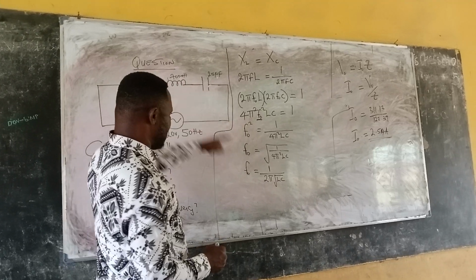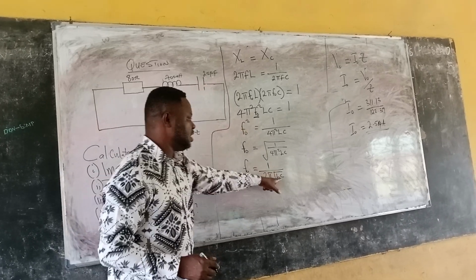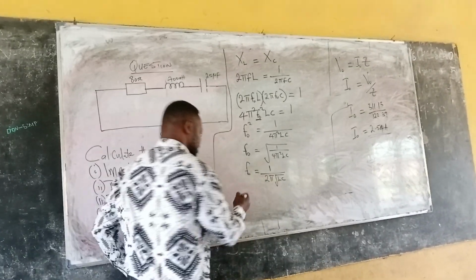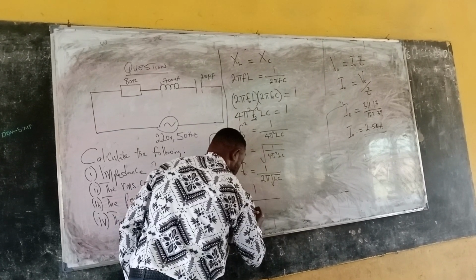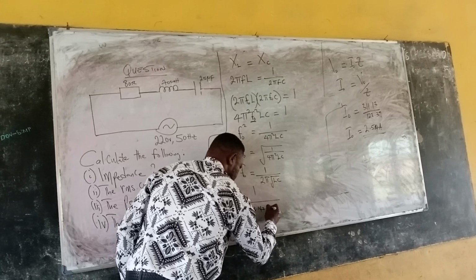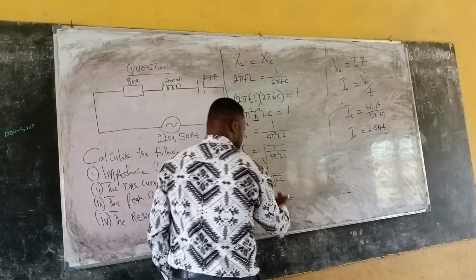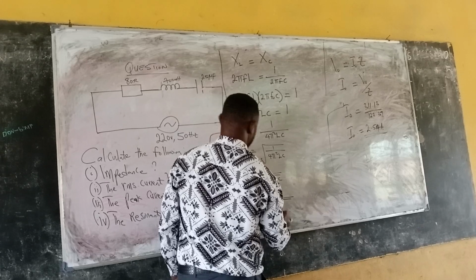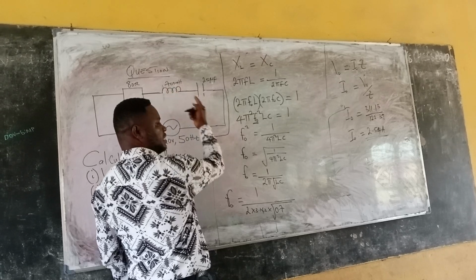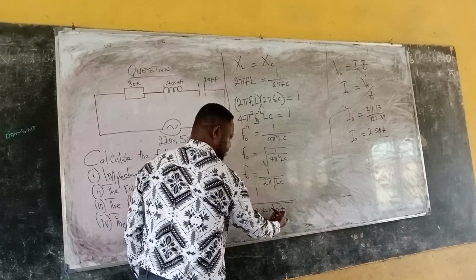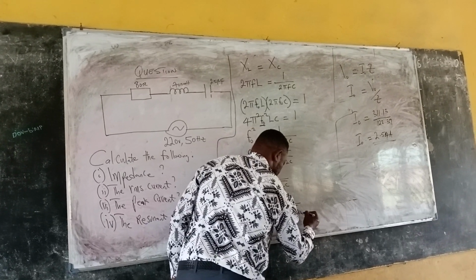The value for our L is 700 millihenry. The value for our C is 25 microfarad. So we can now solve for F naught. It will be given as 1 divided by 2 times 3.142 times the square root of L, which is 0.7. We established that 700 millihenry means 700 divided by 1000, which is 0.7. Then multiplying C, which is 25 times 10 raised to the power minus 3.